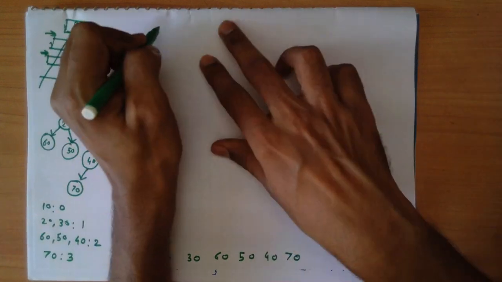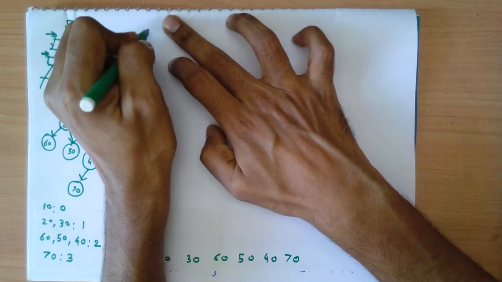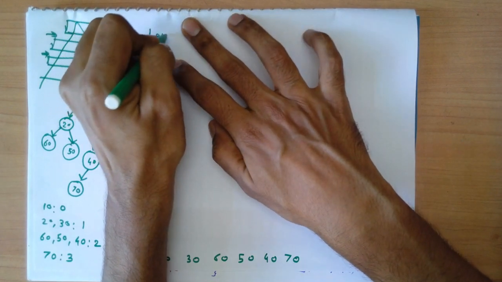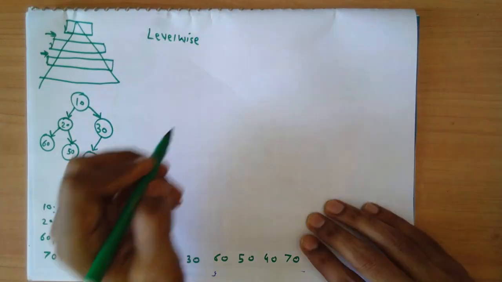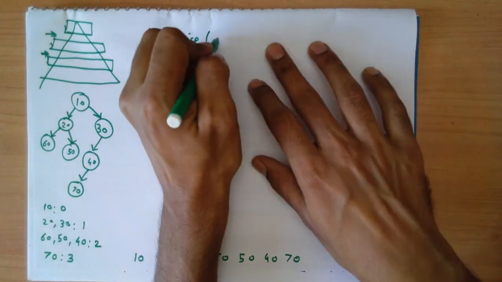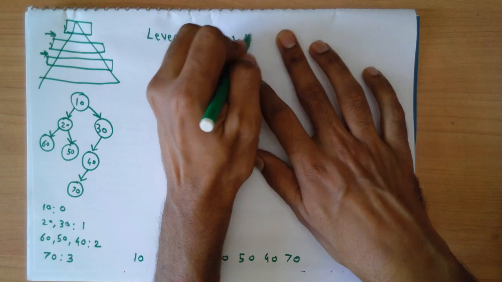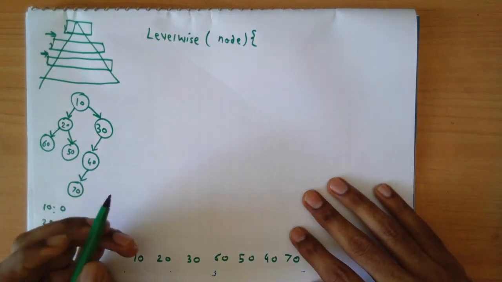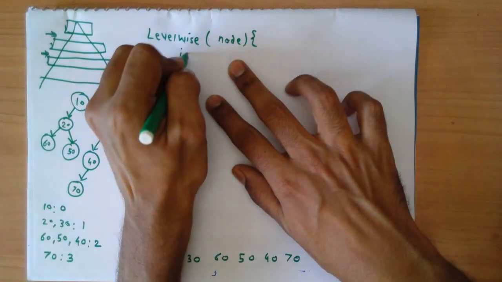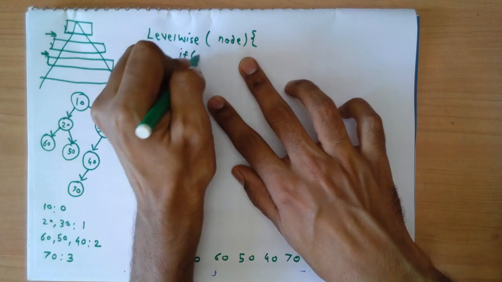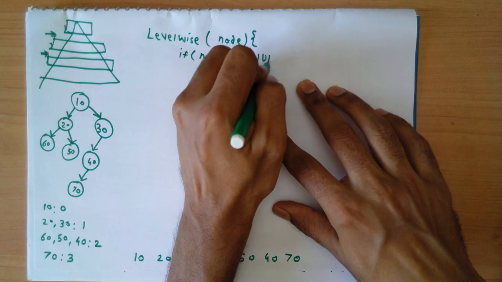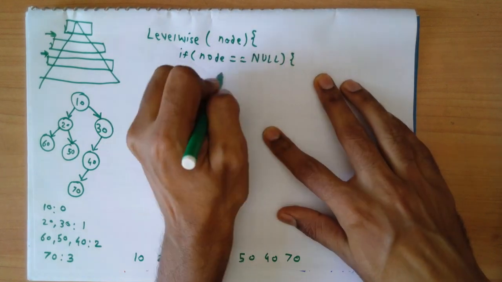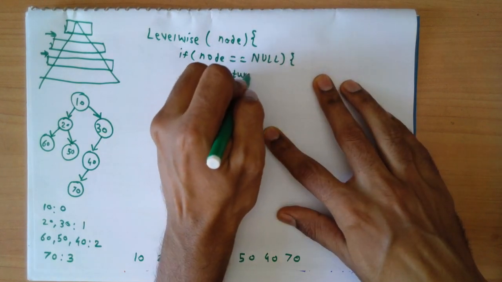So let's write the logic for our function, which is level-wise traversal of our tree, and as input we receive a node. The first thing we should check is if our node is null. If our tree is empty, there is nothing to do. So if our node is equal to null, in that case, there is nothing to do, we simply return.